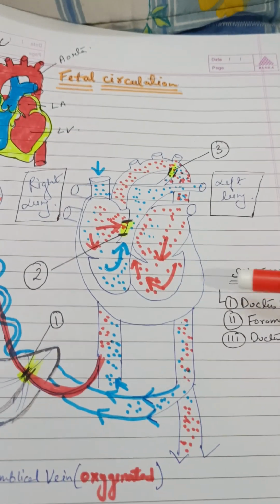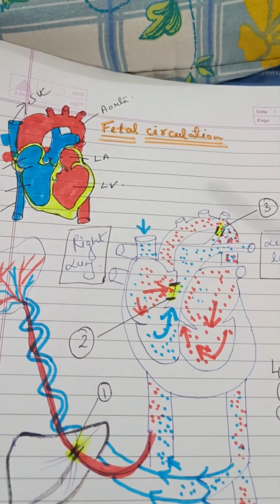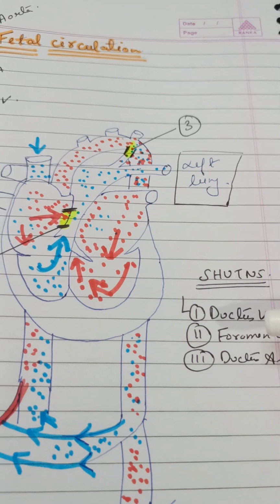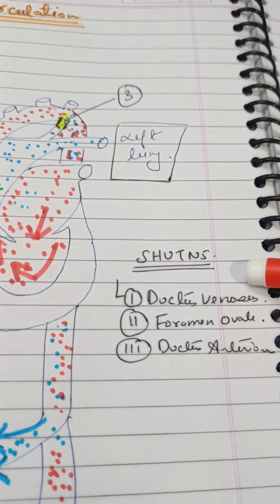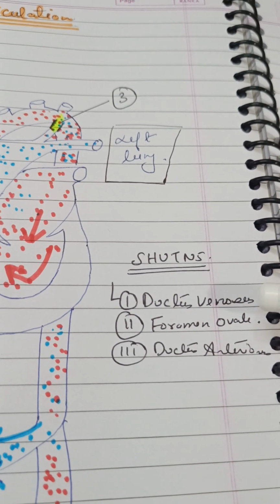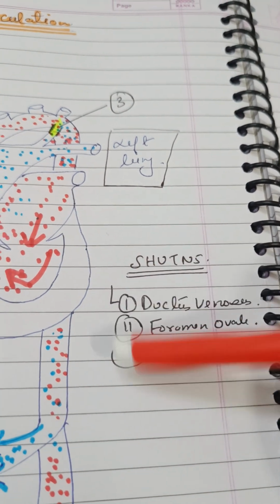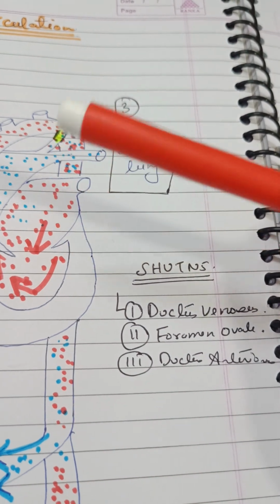Before talking about the fetal circulation, let's understand the difference. The difference is that in fetal circulation there is the presence of shunts. These are the three shunts present in the fetal circulation. First is the ductus venosus, second is the foramen ovale, and third is the ductus arteriosus. These three shunts are present in the fetal circulation, which is not present in the adult circulation.